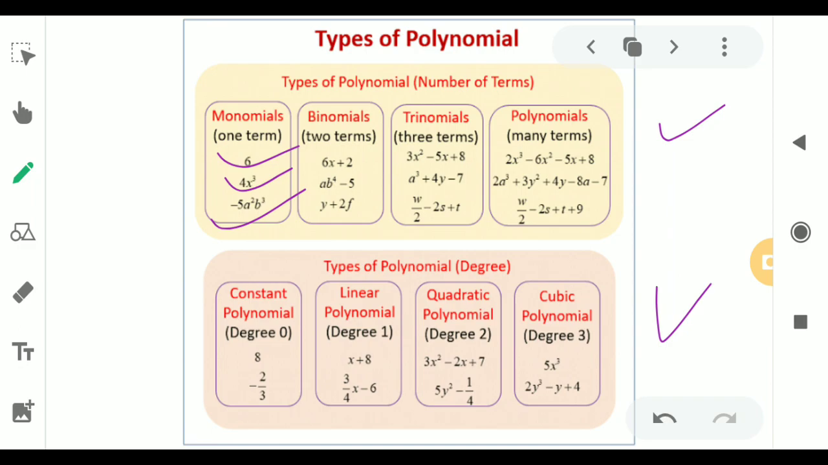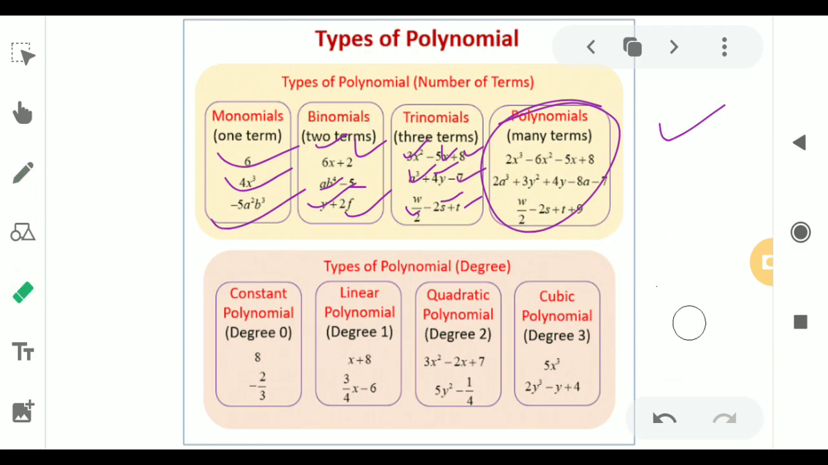Here one term, two terms. Two terms are there. One term, two terms. So these are called binomials. Here one term, two terms, three terms. So we can say that these are trinomials. Whatever may be the terms, more than three terms, these all are called polynomials. Okay.